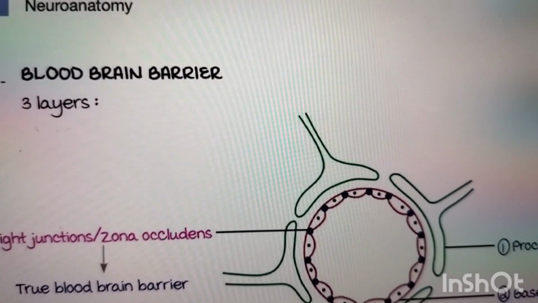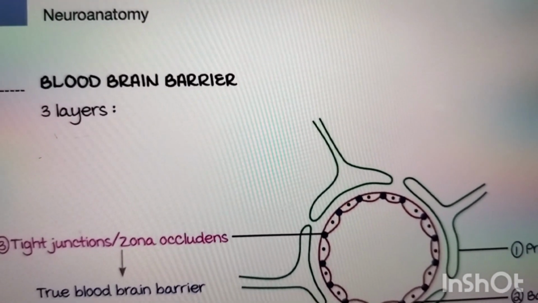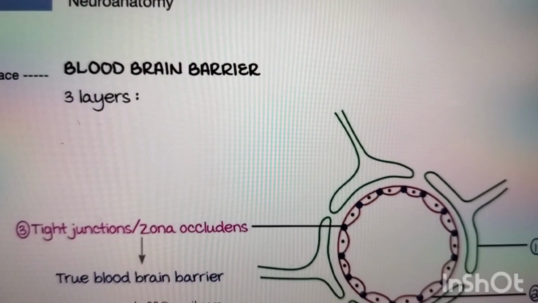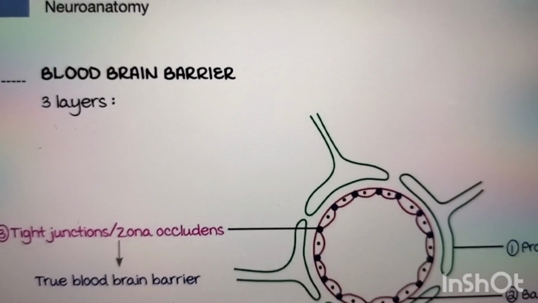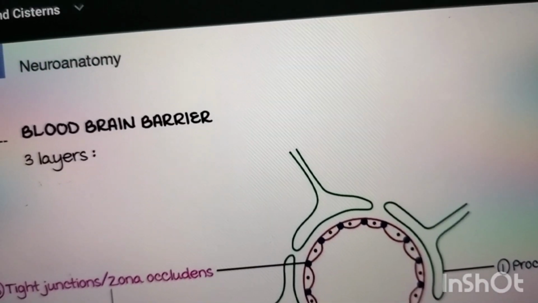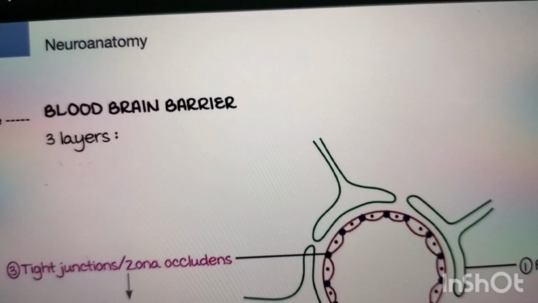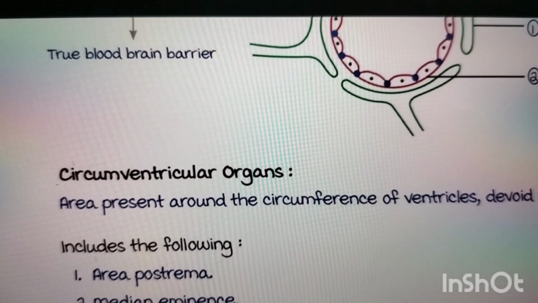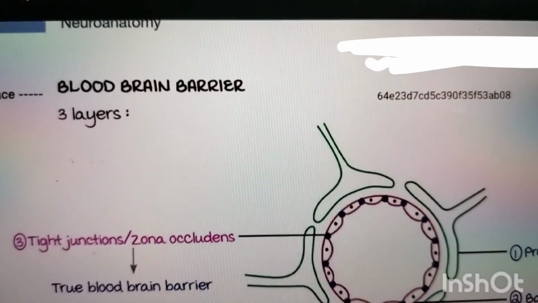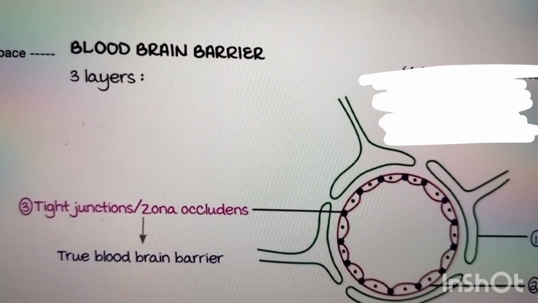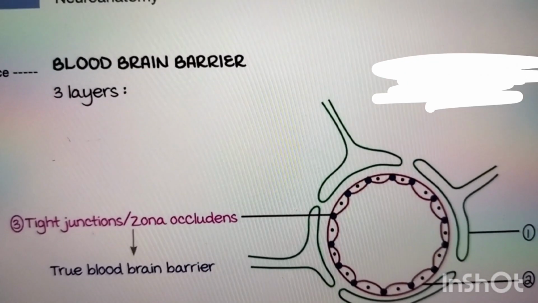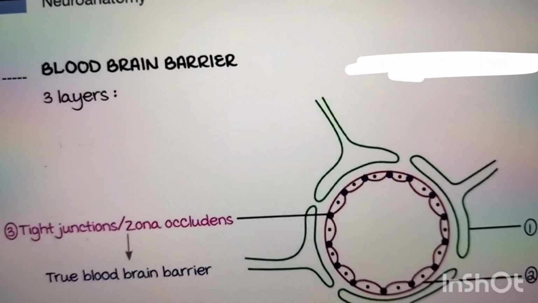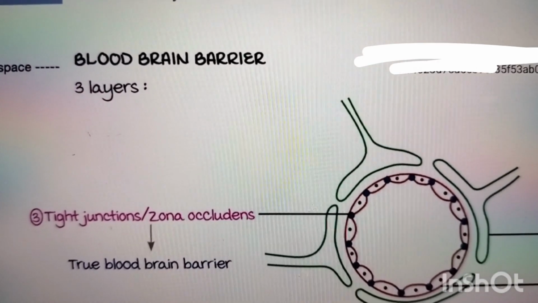We know that many areas are devoid of blood-brain barriers, and these areas or organs are called circumventricular organs. So why are some areas devoid of blood-brain barrier? Some drugs act on the part where there is no blood-brain barrier.